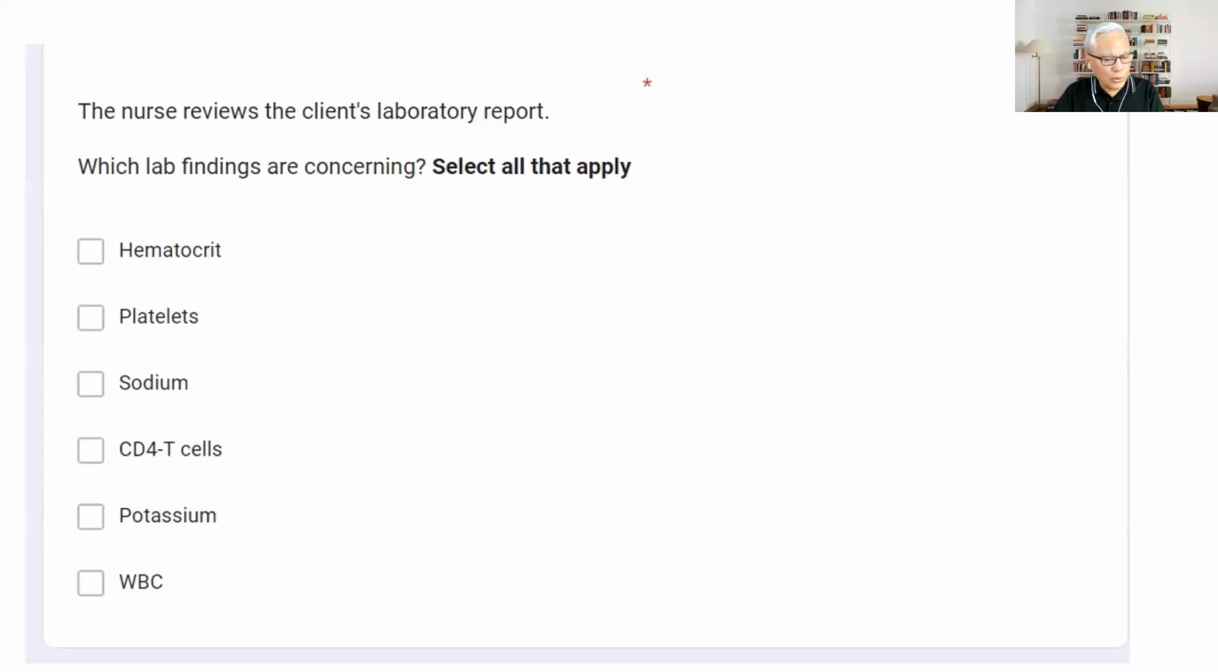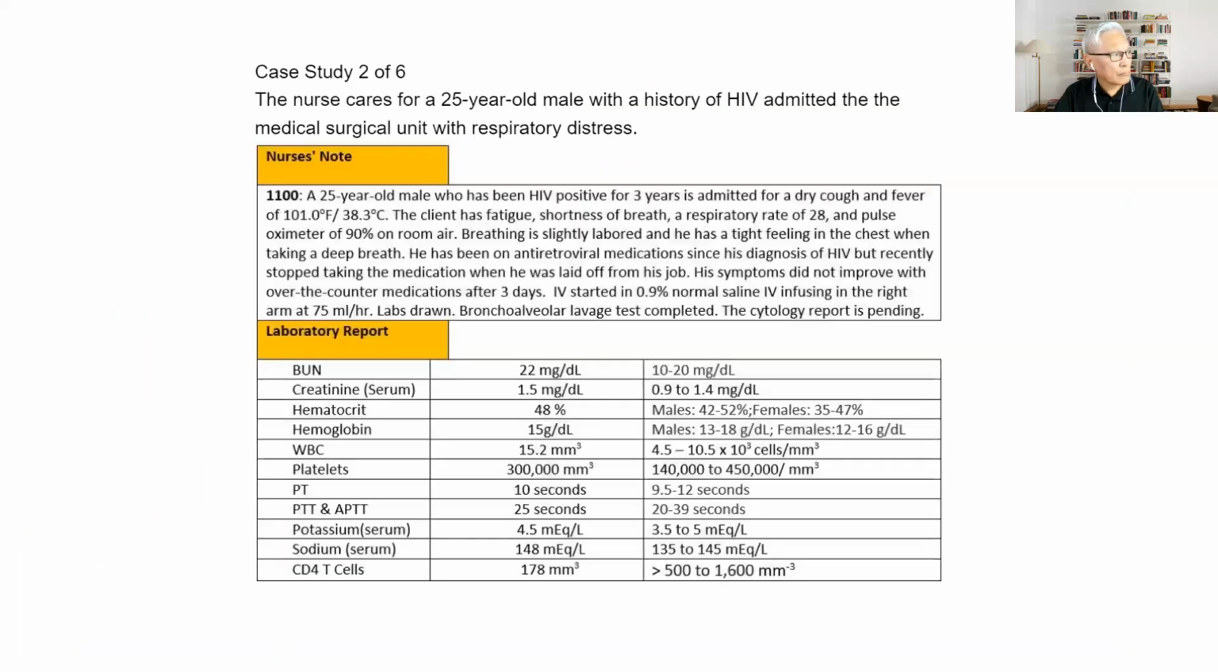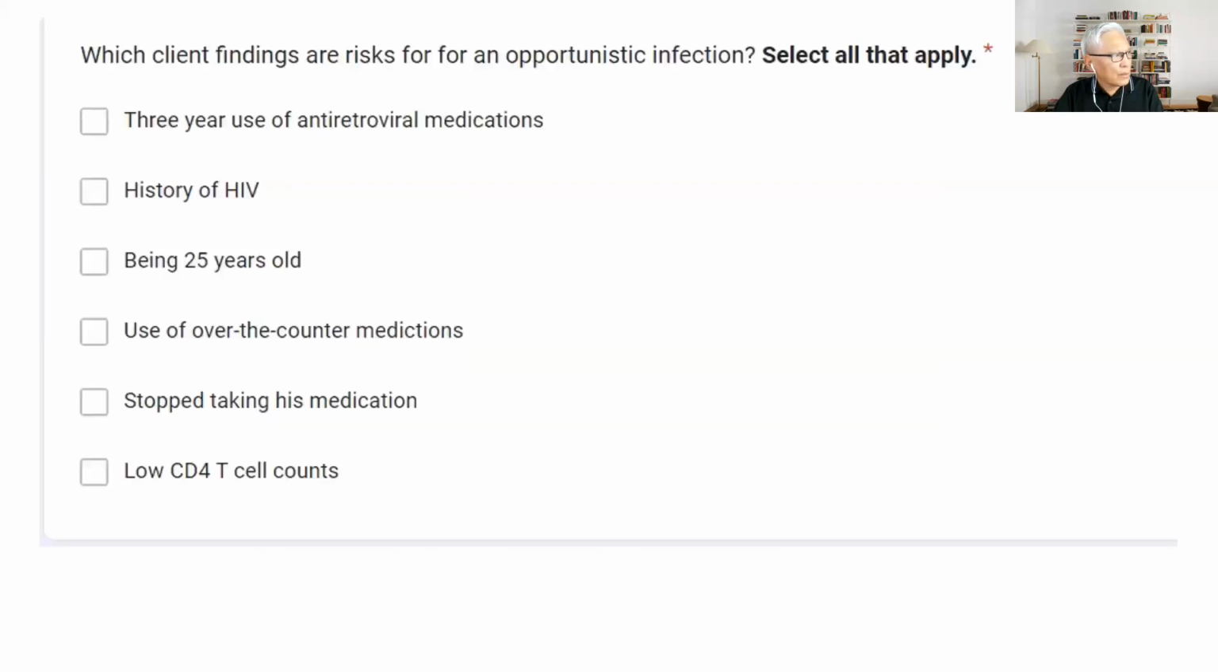Okay, let's go on to the next one. The next question is, which client findings are risk for an opportunistic infection? Select all that apply. So it's asking us which ones are risk for an opportunistic infection.